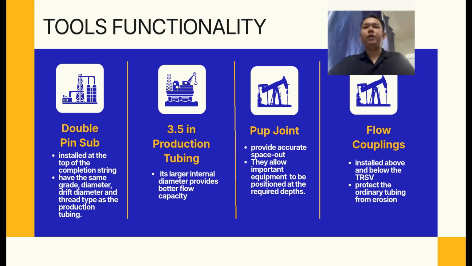They allow important equipment such as the safety valve, sliding side door and production packer to be positioned at the required depth. Heavy wall flow couplings are installed above and below the TRSV and other significant restrictions. These couplings protect the ordinary tubing from erosion caused by turbulence and high velocity flow.